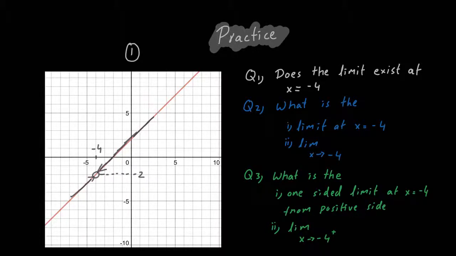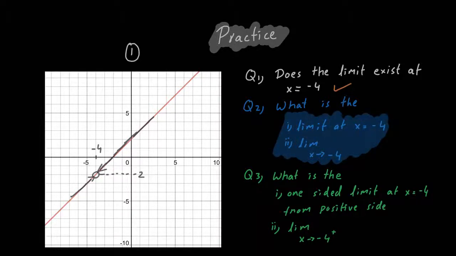As the left side is equal to the right side and it is reaching a finite value, it means that the limit does exist. For question 2, the same question can be asked this way: What is the limit at x is equal to 4, or what is the limit as x approaches minus 4? Both of these mean the same thing, and you can expect to see this wording more in your exam. Anyway, we have already solved for it and we know that it is minus 2.